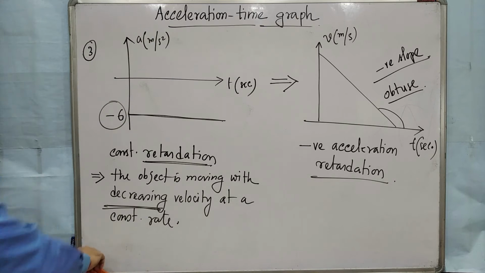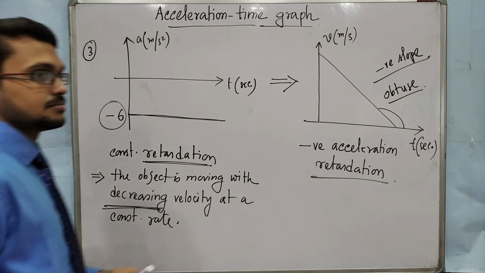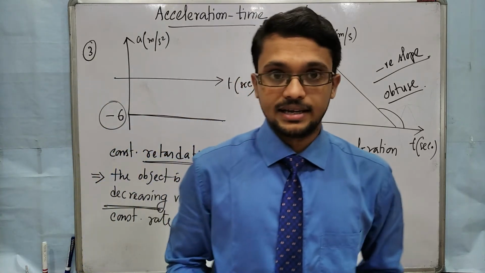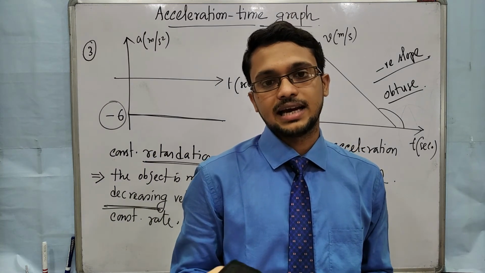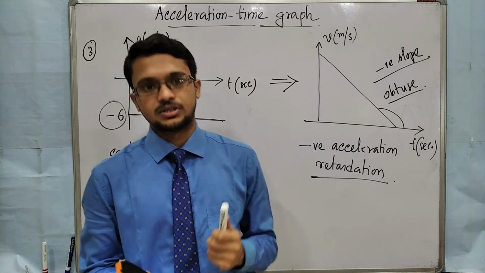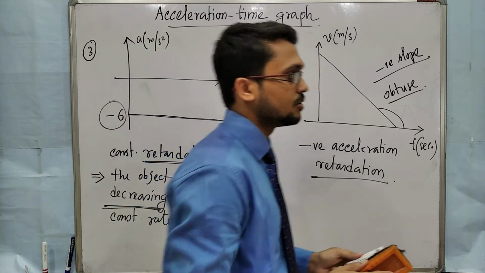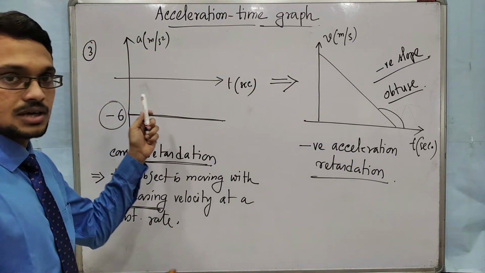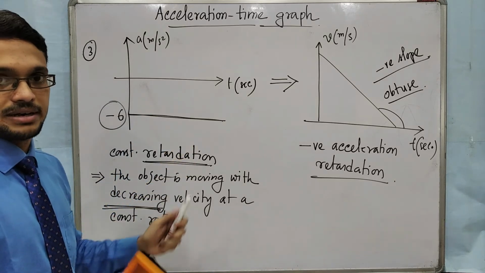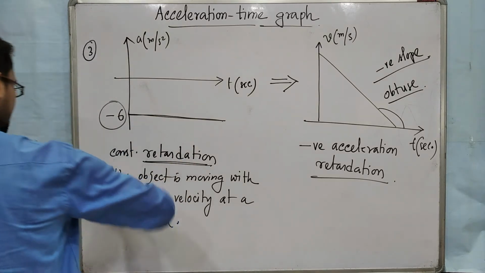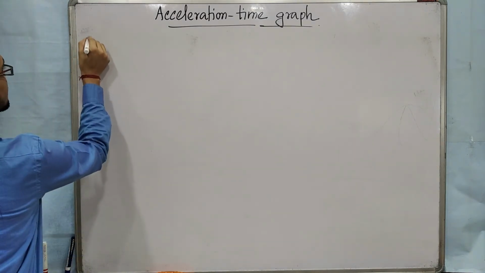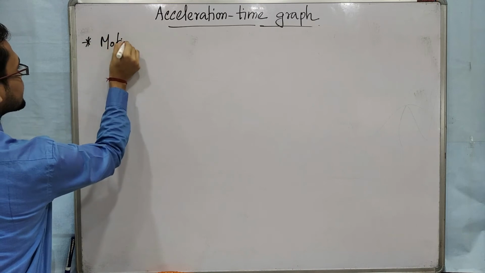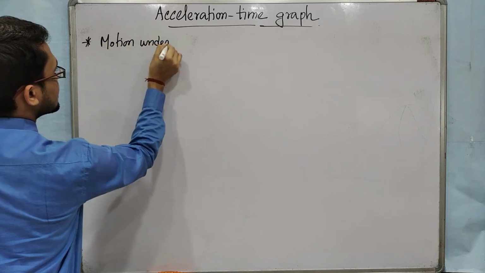Clear? Now come to the motion under gravity. Gravity means there is a gravitational acceleration, whose value is 9.8 meter per second square, or almost 10 meter per second square, as we all know. So now we will consider the motion under gravity and we will draw the graph.